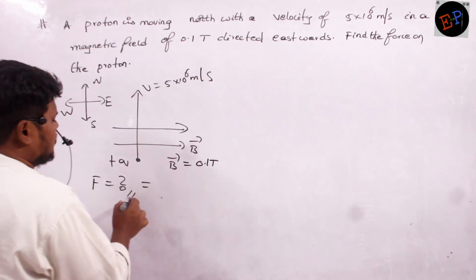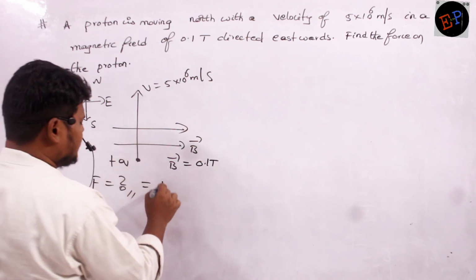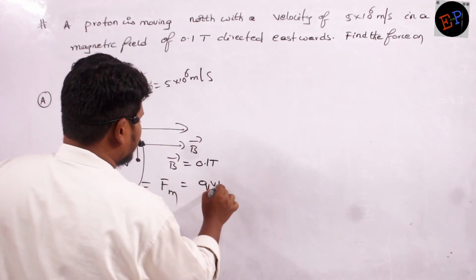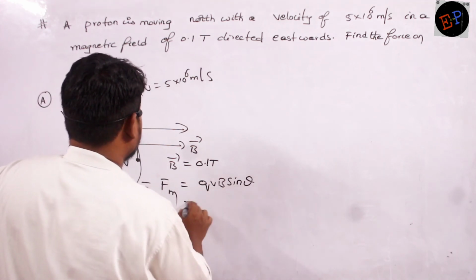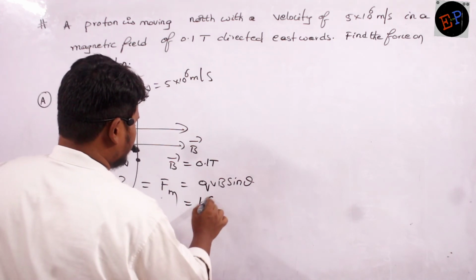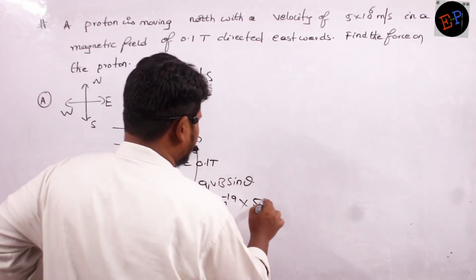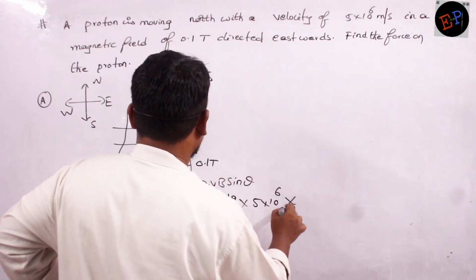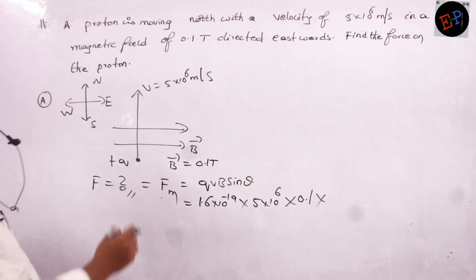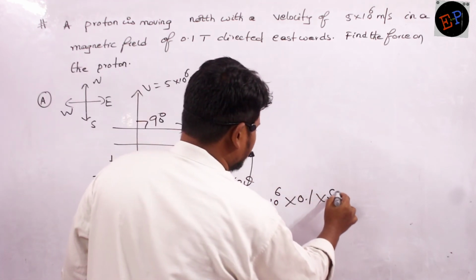Force experienced by a charge placed in a magnetic field is nothing but the magnetic Lorentz force. Clear? Formula: QVB sin theta. Charge of a proton is 1.6 into 10 power minus 19. Velocity 5 into 10 power 6. Magnetic field 0.1. Theta: sin 90, since the angle between field and velocity is 90 degrees only. So sin 90.